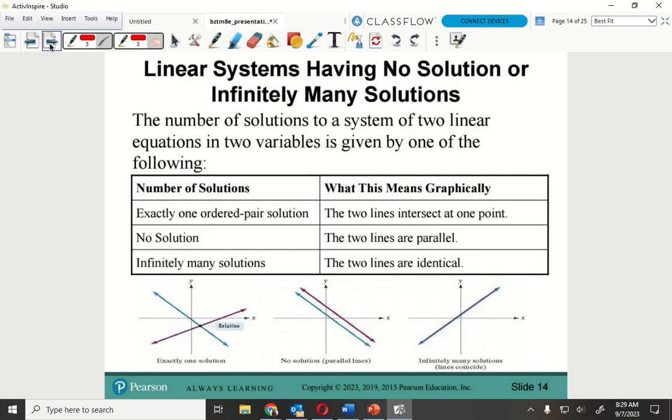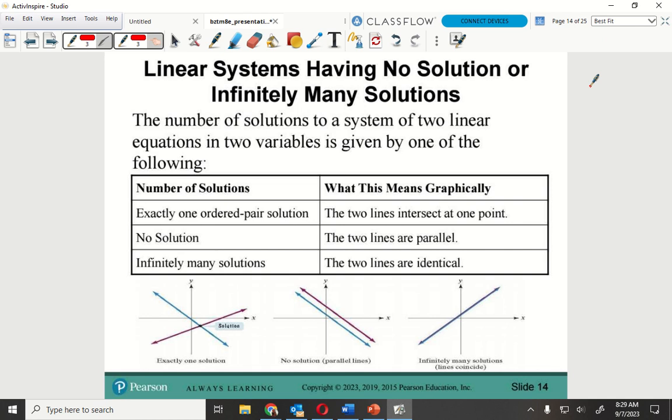And okay, so right here it says linear system having no solution or infinitely many solutions. The number of solutions to a system of two linear equations in two variables is given by one of the following.